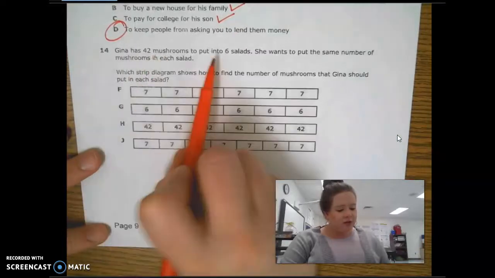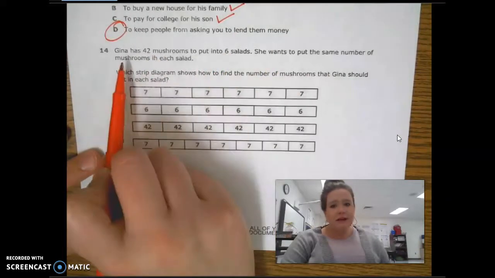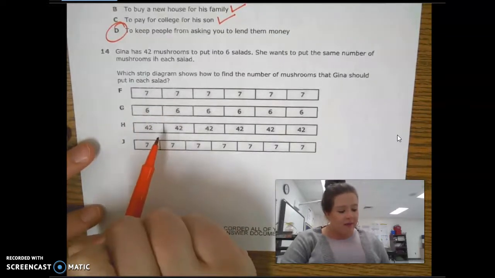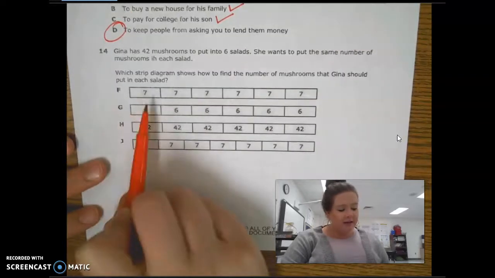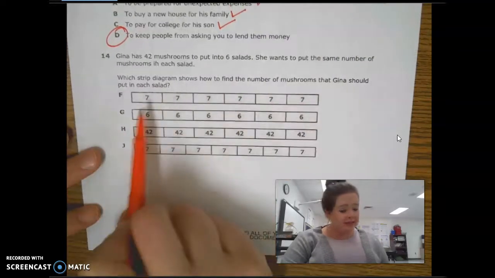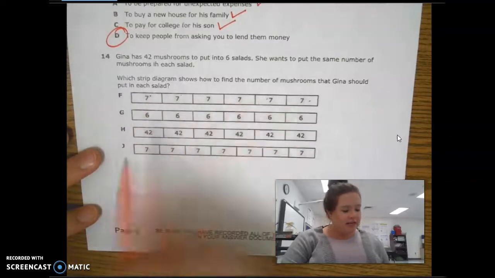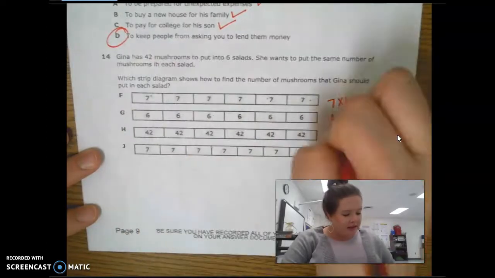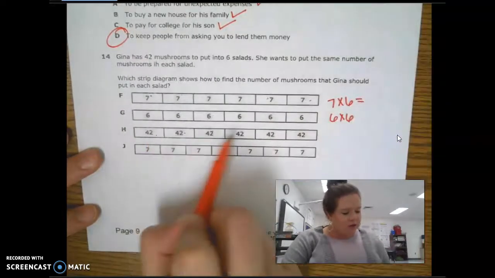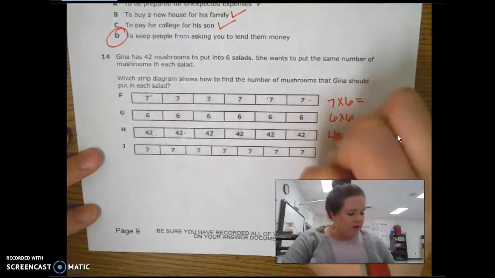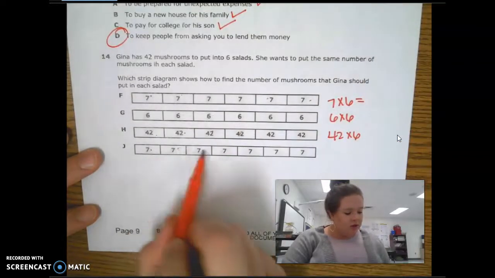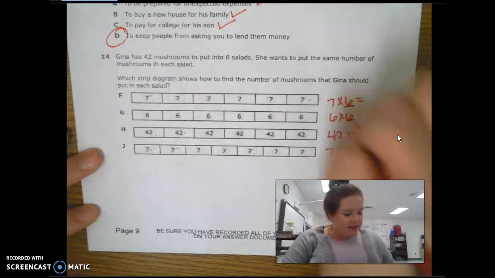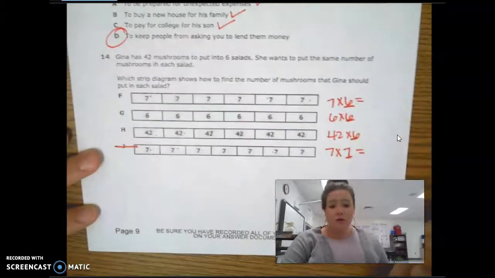Gina has 42 mushrooms to put into 6 salads. She wants to put the same number of mushrooms in each salad. This one right here gets everybody because there's 6 salads. So your groups here are representing the salad. 1, 2, 3, 4, 5, 6. That is 7 times 6. 1, 2, 3, 4, 5, 6. 6 times 6. 1, 2, 3, 4, 5, 6. 42 times 6. 1, 2, 3, 4, 5, 6, 7. 7 times 7. The 6 represents your groups, so this one is out.